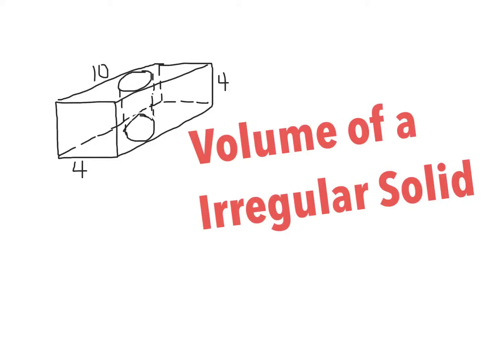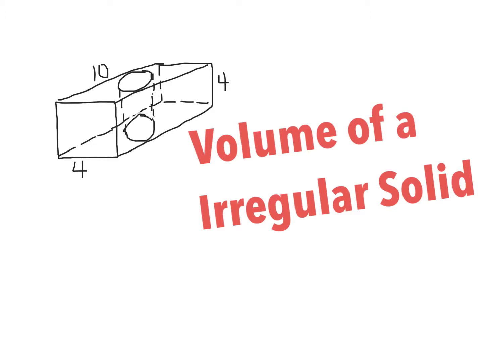Okay, so here we're going to calculate the volume of an irregular solid. The terminology of irregular solid here is referring to the fact that we have a three-dimensional rectangular prism, but if we look in the picture, we see that there is a cylinder that's missing inside of it. So it's an irregular type solid that we're looking at.